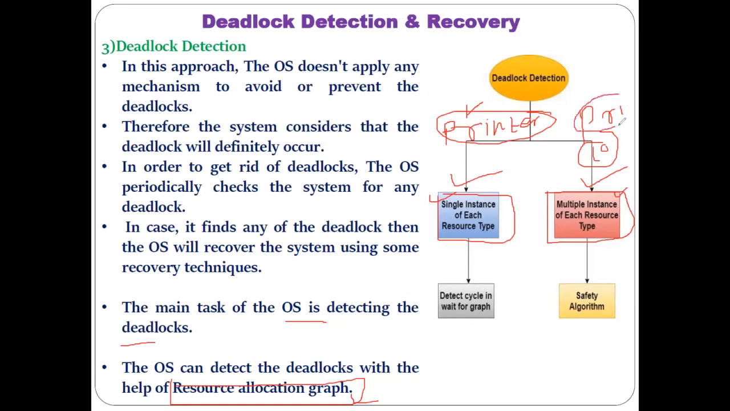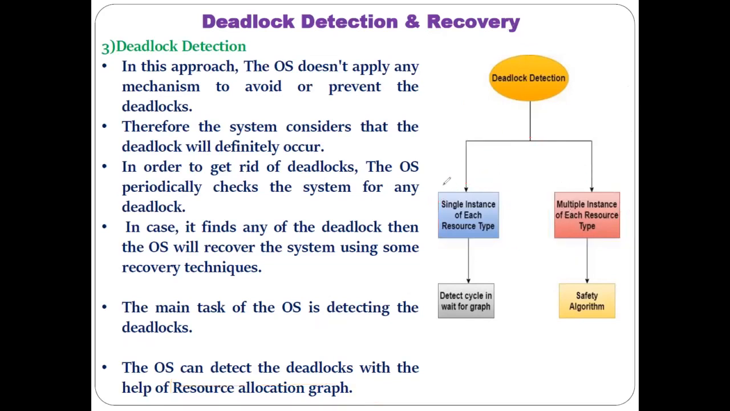For example, if we take the printer as the resource and 10 printers are available, that comes under the second case, multiple instances of each resource type. So with the help of these two cases, the deadlock detection is done. In the first case, the consideration is on a single instance of each resource type, whereas in the second case, multiple instances are considered. Understood?